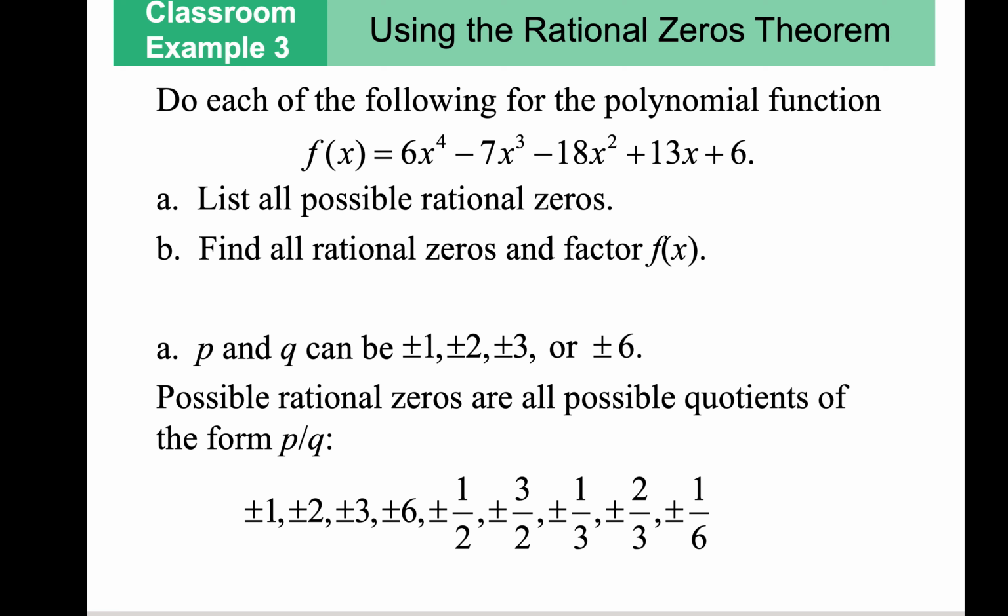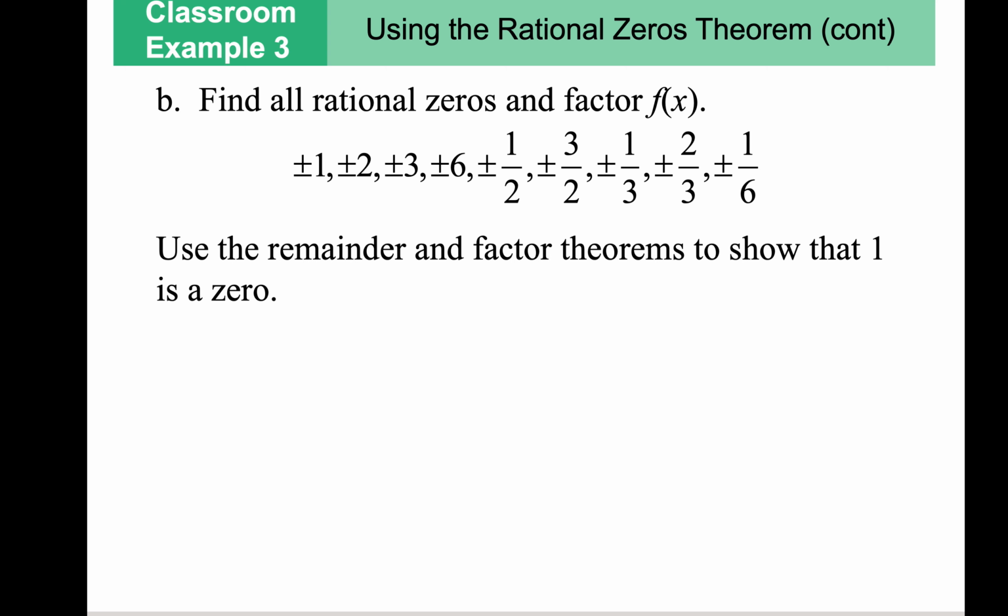So to list all possible zeros, I'm going to do the ratio of all of those values. So I have the ratio of 1 divided by 1, 2 divided by 1, 3 divided by 1, 6 divided by 1. Then I'm going to have 1 divided by 2, 2 divided by 2, 3 divided by 2, 6 divided by 2. Then I'm going to divide by 3, and then last by 6. And notice there's some repeating values in there that we only listed one time.